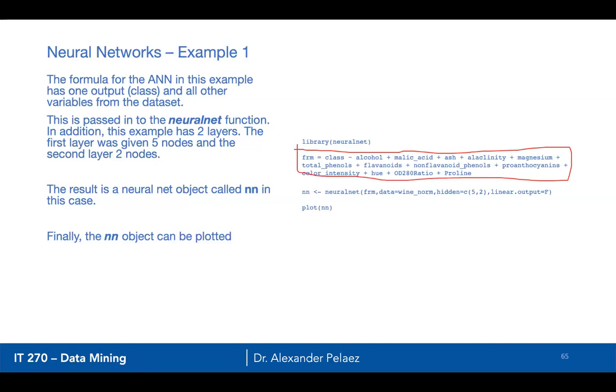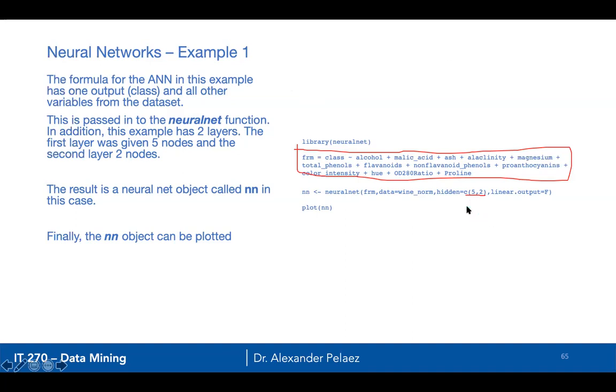So we literally write out the whole thing. Okay. We write the whole formula, and then we're going to pass that formula into the neural net right here. We're going to pass in our data, and now I've got this hidden parameter. This hidden parameter is going to take a vector. If it's a single number, you could write hidden equals 7, because we had said 7 nodes.